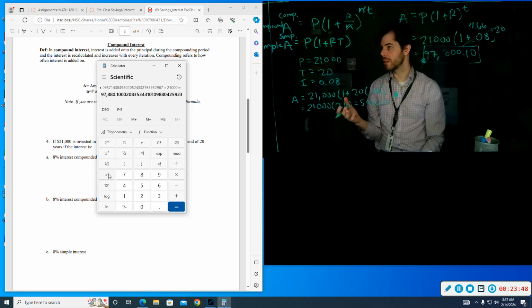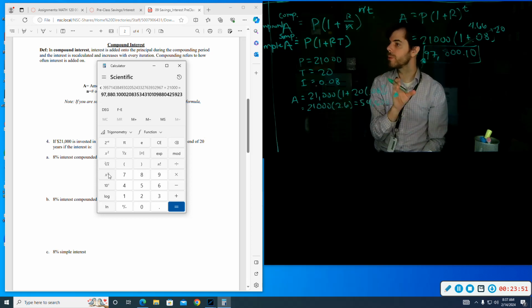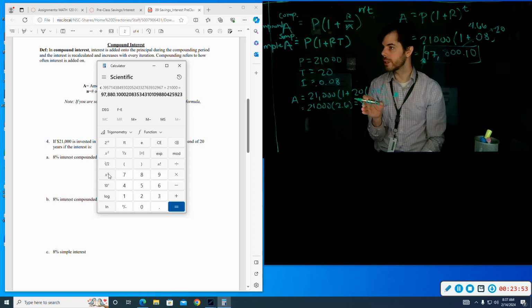Remember why you're earning more money with compound interest? The money you earn each year is now also earning interest, right? That's the advantage of compound interest.